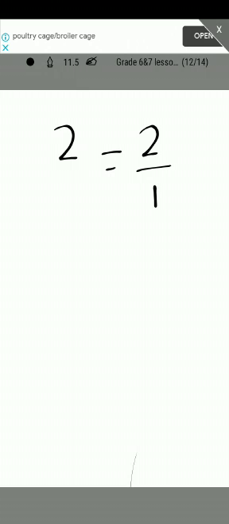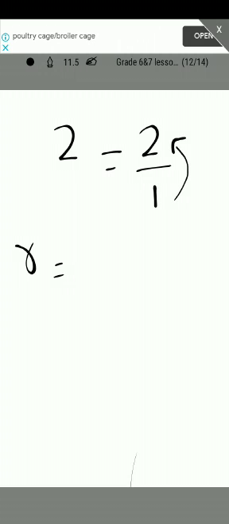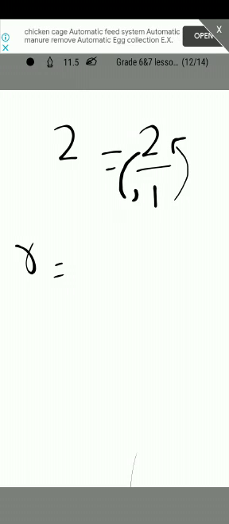Then if you're going to write this as a reciprocal: when two numbers multiply to give 1, they are said to be the reciprocals of each other. So here you write the reciprocal of this fraction by flipping it over. This 1 will become the numerator and this numerator 2 will become the denominator. Just flip the fraction and you will have the reciprocal of 2 as 1 upon 2.